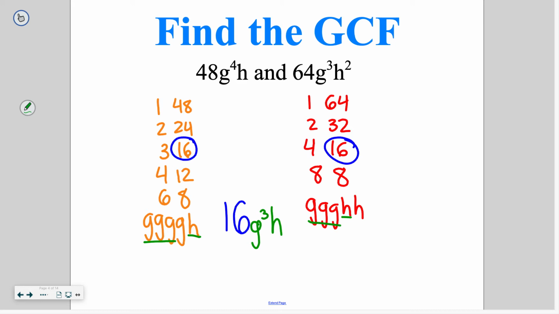Another shortcut that you can do when you're looking at the variables. So we've got g to the fourth and g to the third. Your GCF is going to be the lower exponent. So in this case, that g to the third. Same rule applies, h and h squared. My lower exponent is just 1 or just plain old h, and that's what I pull out for my GCF.